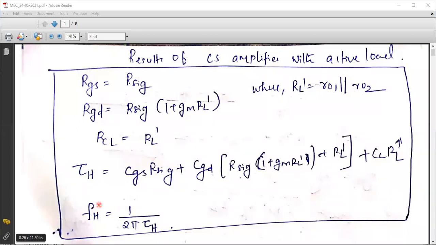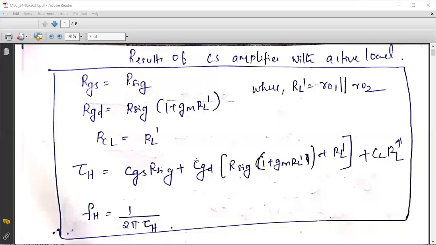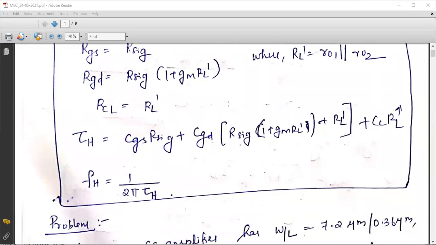So you need to remember the equations for CS, CG and CD amplifier with active load. Now take down this problem.